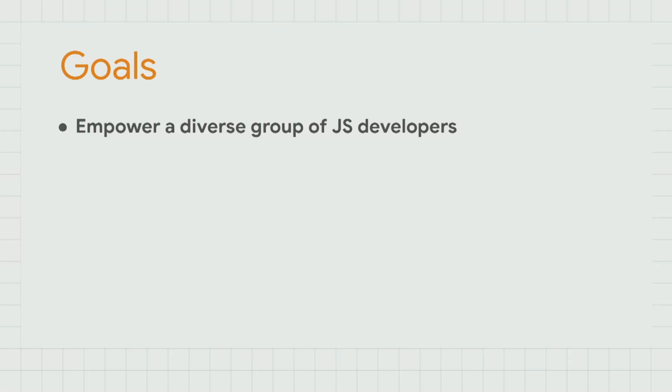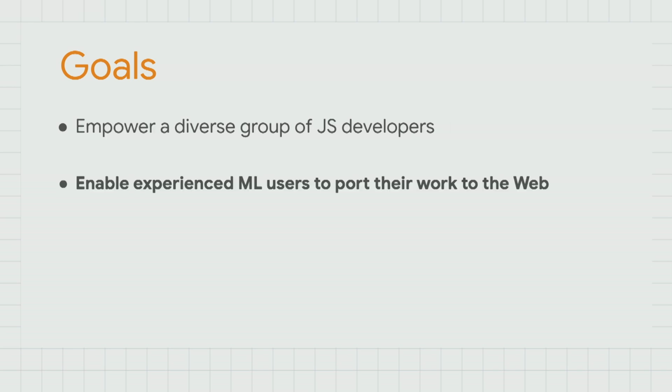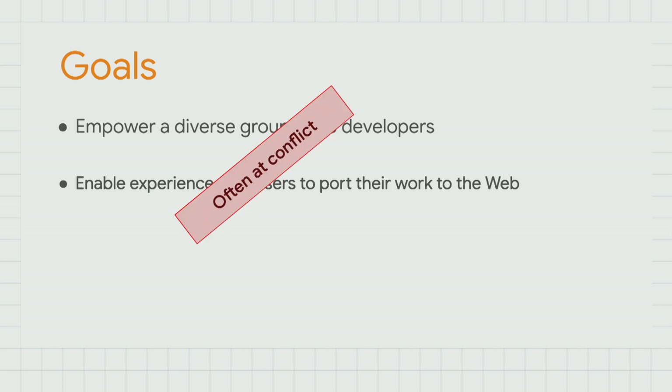Okay, so when we built the library, there were a couple of overarching goals. One is that we wanted to take these JavaScript developers and empower them, give them the ML tools that they would need to succeed in this space. At the same time, we wanted people with a machine learning background to be able to port their work to the web and have a fully featured library there. And these goals are often at conflict with one another.